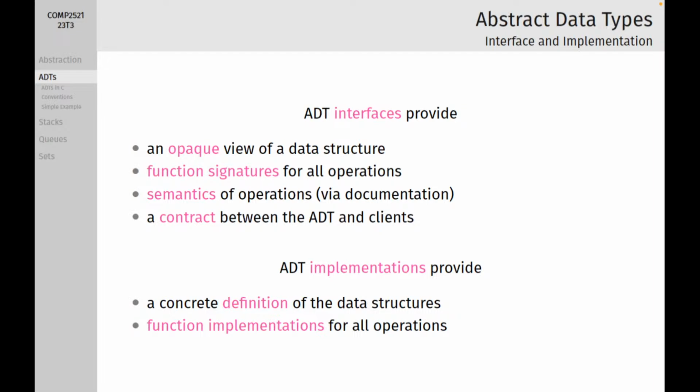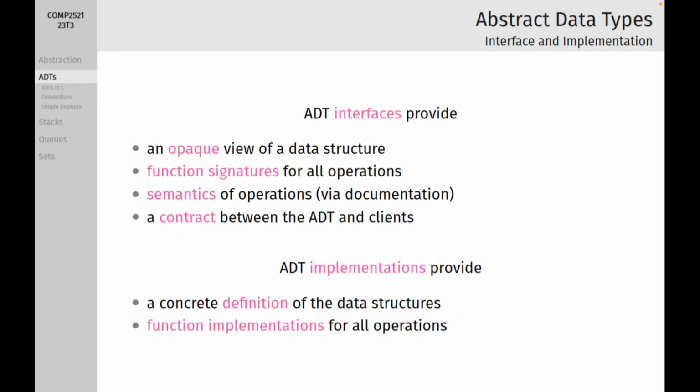Right, function signatures for all operations. So in the code, when a user uses an ADT, they'll be given all the functions that they can use. Each function corresponds to an operation that they can perform on the ADT. And the semantics of the operation. So what does semantics mean? It means meaning. So the meanings of all the operations.